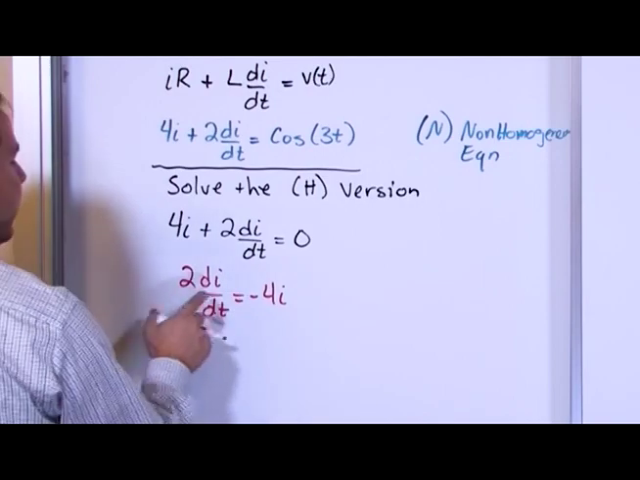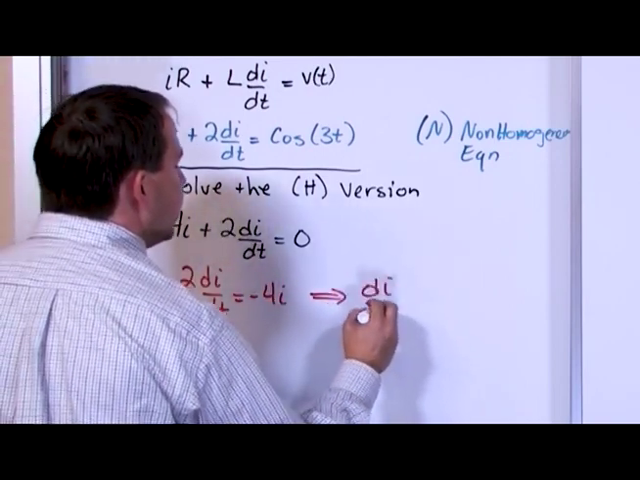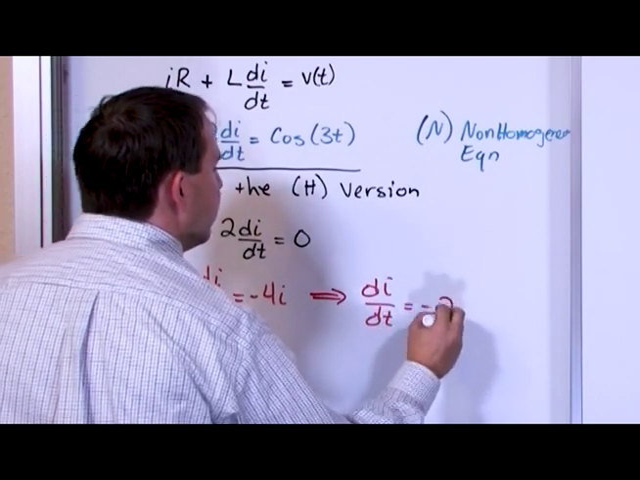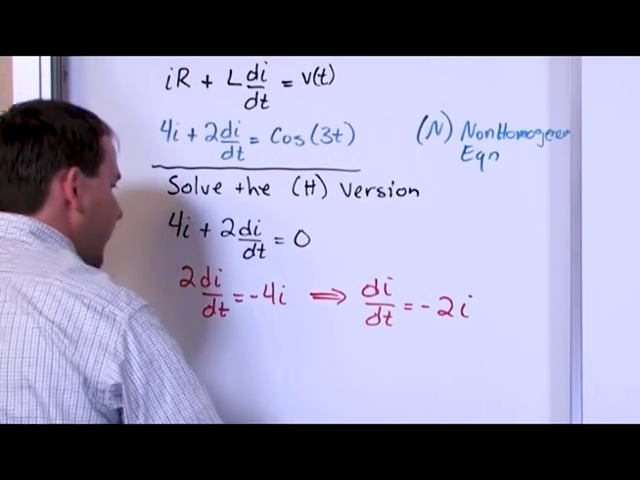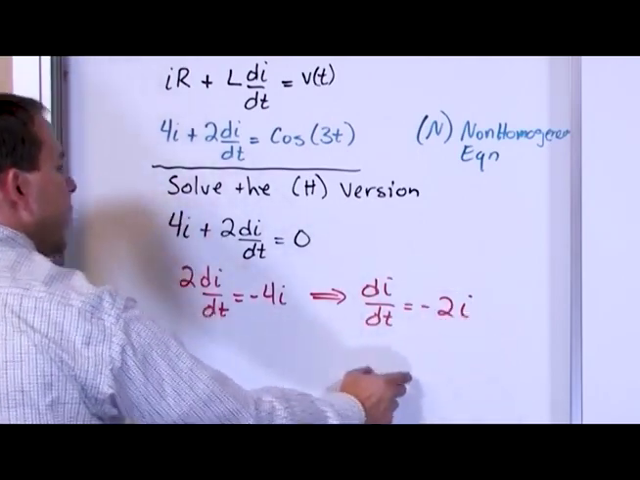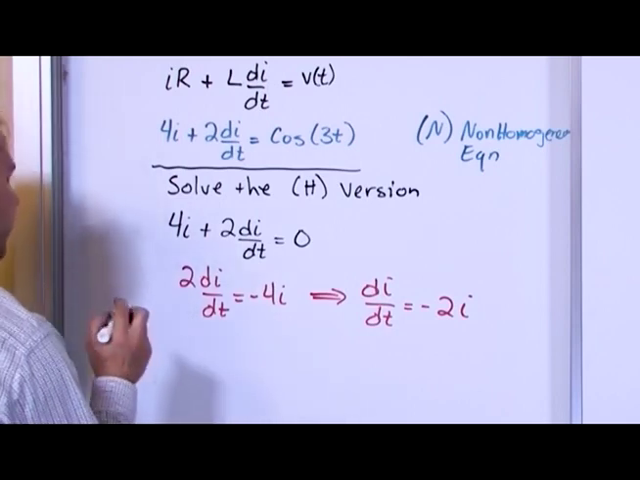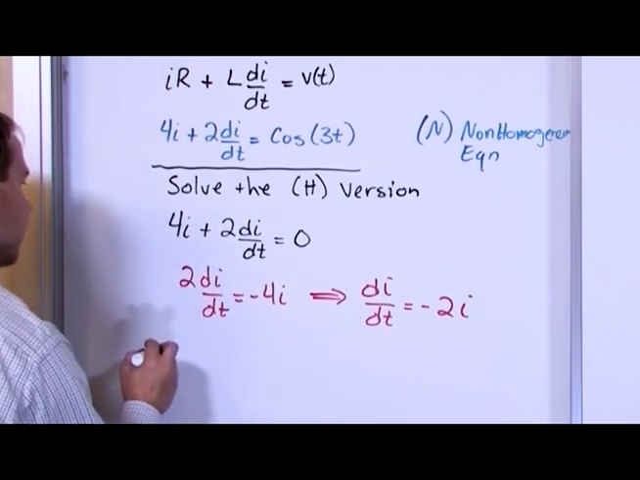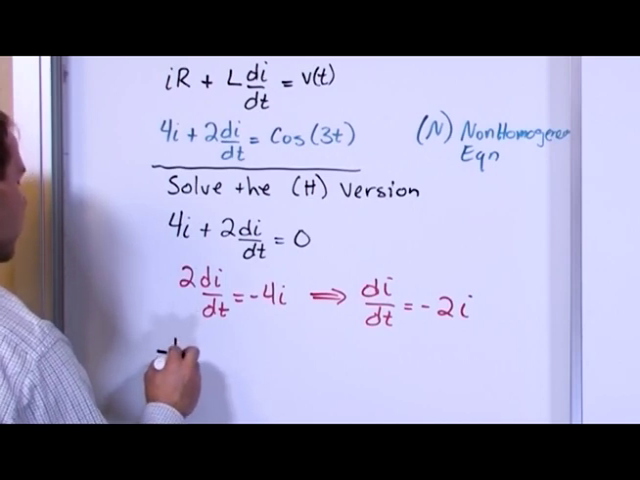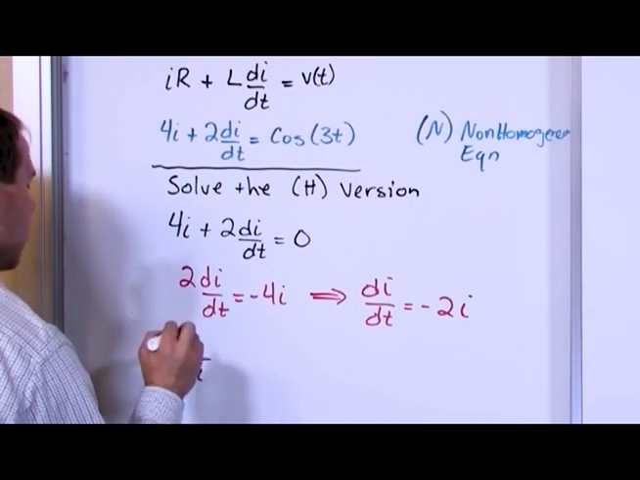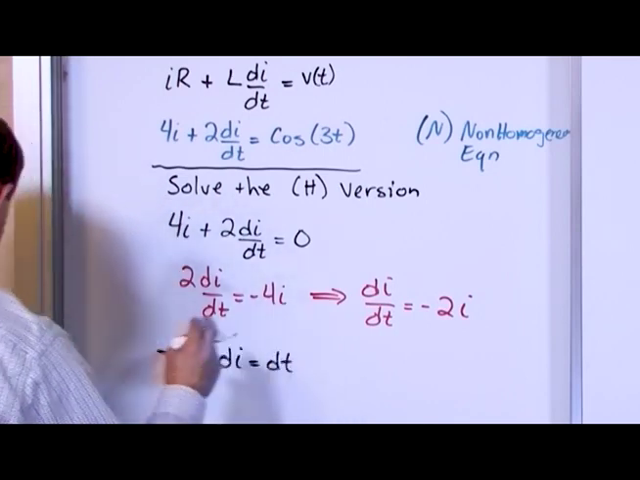Of course, we can divide both sides by 2. So what we're going to have is di dt is equal to negative 2i. We just divide both sides by 2. And in order to actually get anywhere, we need to move the 2i over here, by the I, and we need to move the dt to the other side so we can integrate both sides. So what we're going to have is negative 1/2, and I'm going to go ahead and write it as 1 over I di is equal to dt.